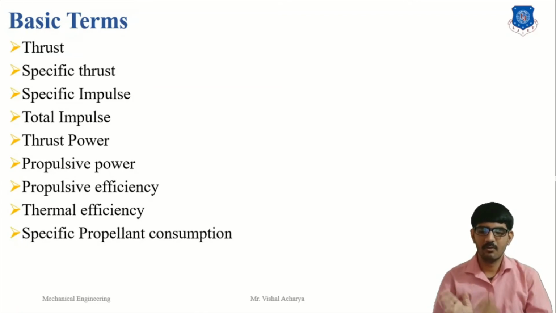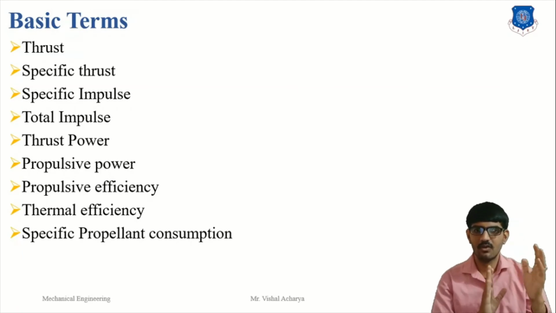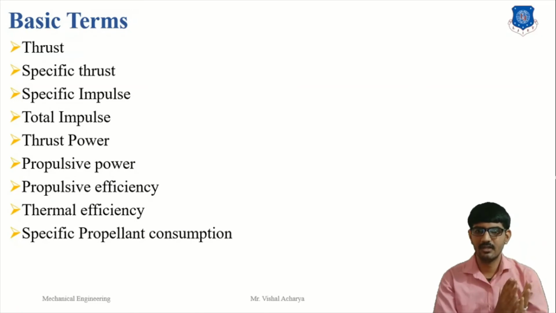Here it is the sum of the momentum thrust and the pressure thrust. Our second definition is the specific thrust. Specific thrust is defined as the ratio of thrust developed to the mass flow rate of the propellant. Our third definition is the specific impulse. It is defined as the ratio of the thrust developed to the weight of the propellant which passes through the rocket engine. Fourth is the total impulse. The total impulse is defined as the product of the specific impulse and the weight of the propellant used.